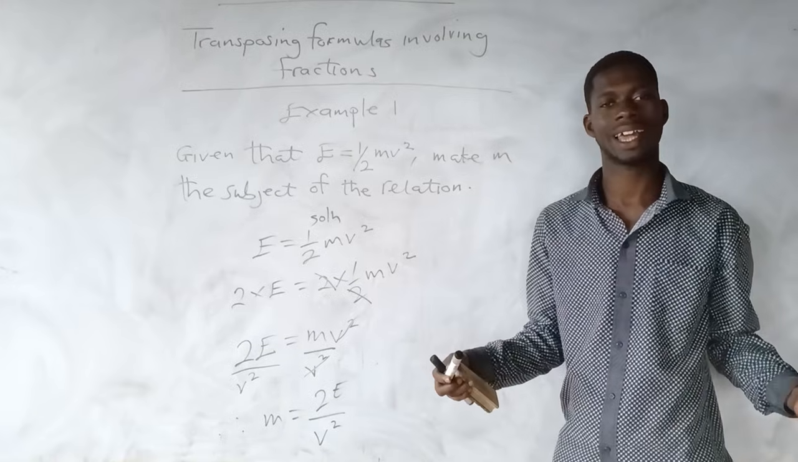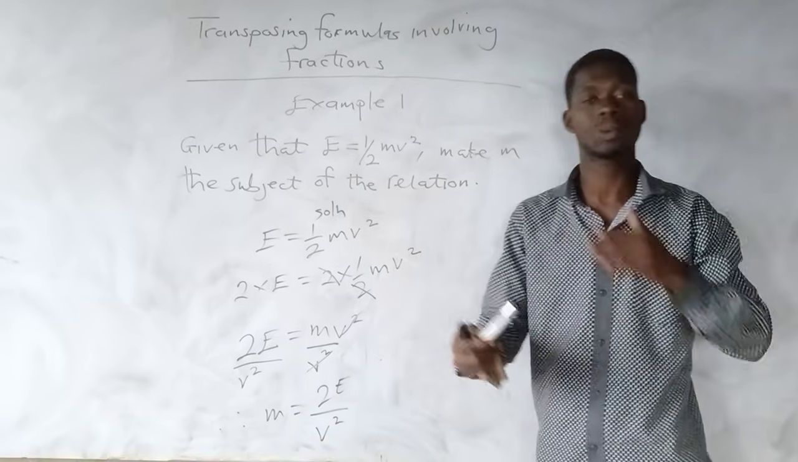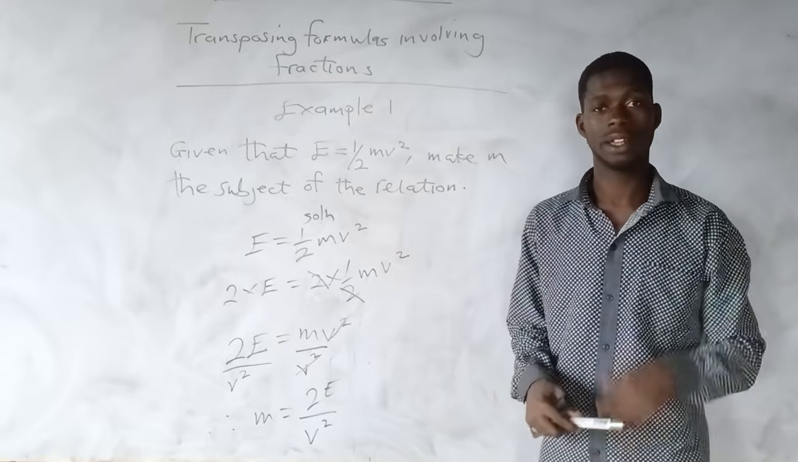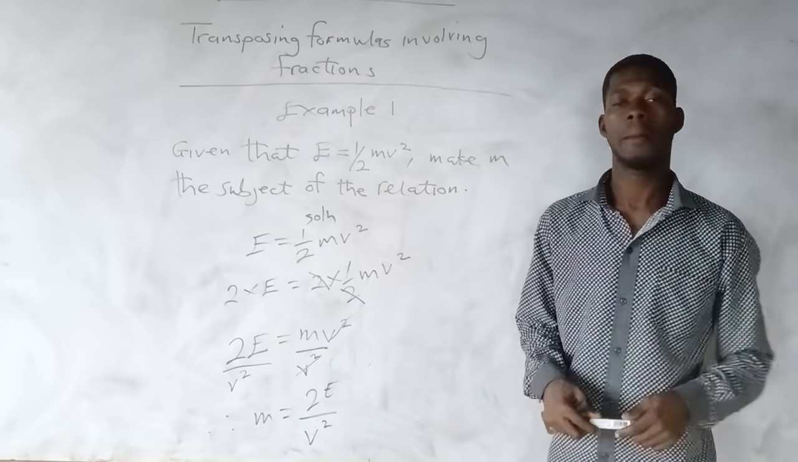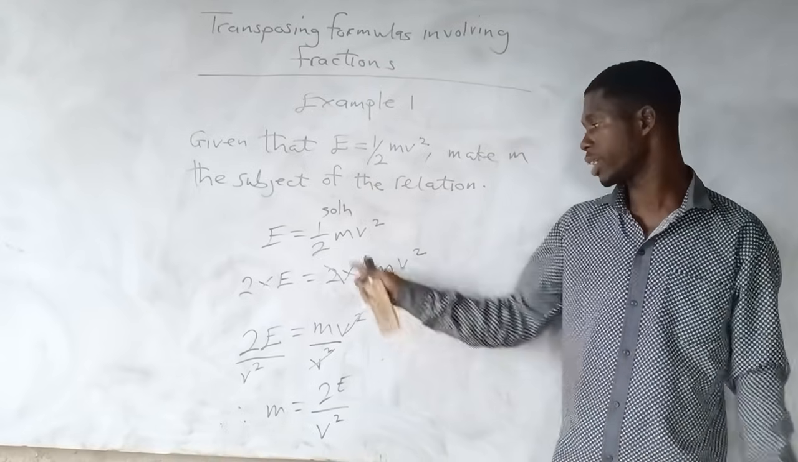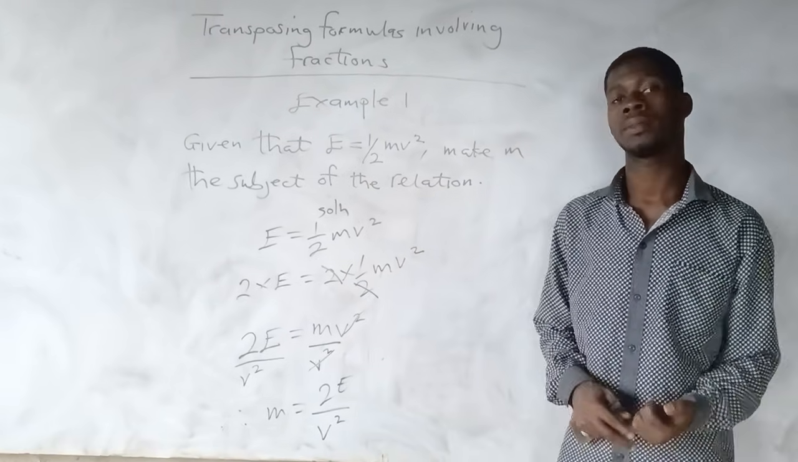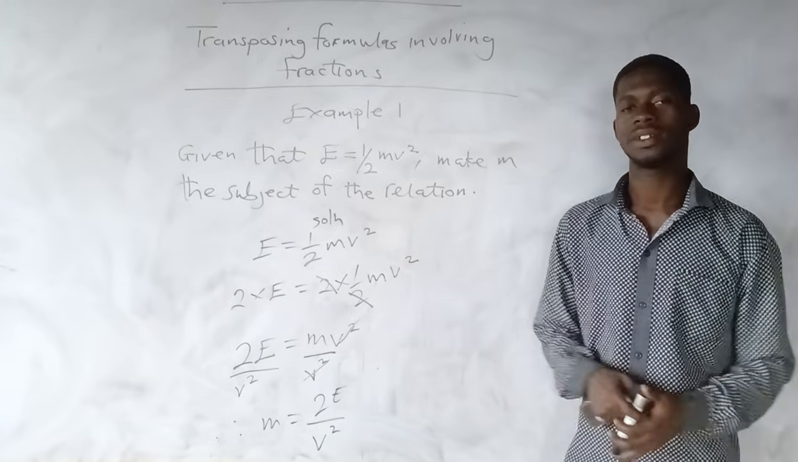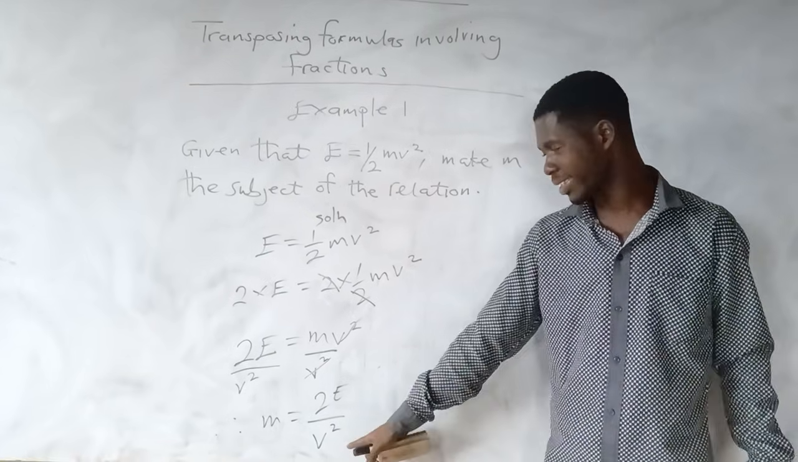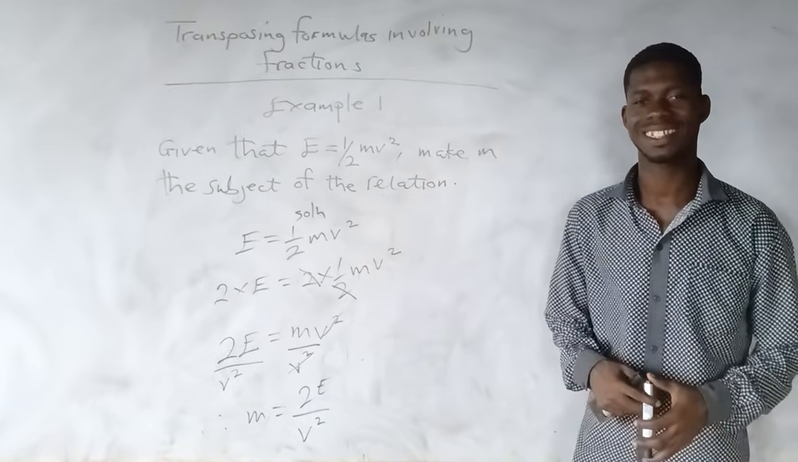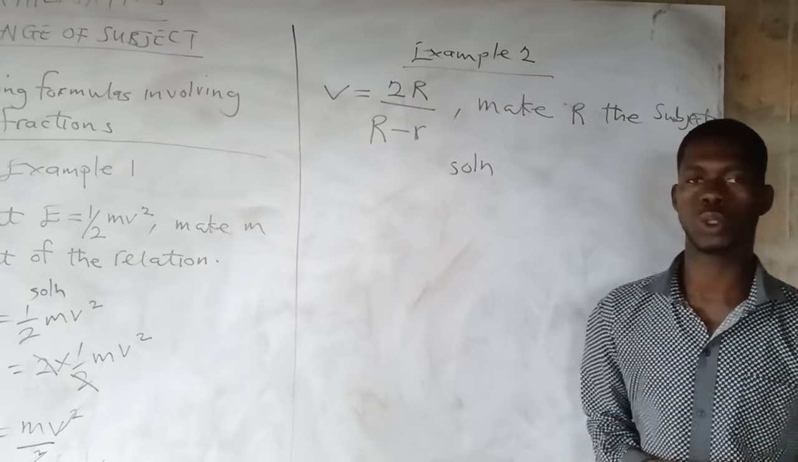So simple like that. First of all, we multiply each term by 2 to eliminate the fraction. Once we're able to eliminate the fraction, we divide both terms by the coefficient of m, which is v squared. Then finally, you arrive at the right answer. I hope it is so easy, right? Okay, thank you.